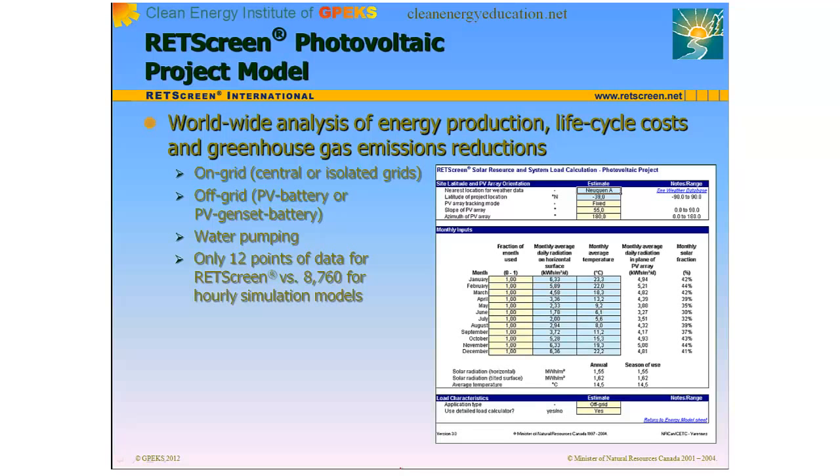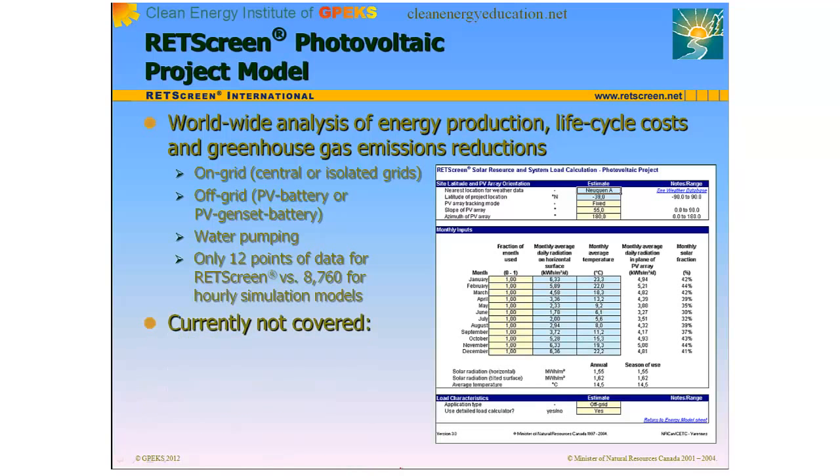To conduct this analysis, the user provides the site's monthly average temperature and monthly average daily solar radiation on a horizontal surface. The software includes a large database of solar radiation and temperature data from around the world. These monthly data are much easier to obtain and manipulate than the 8,760 values needed for an hour-by-hour simulation.